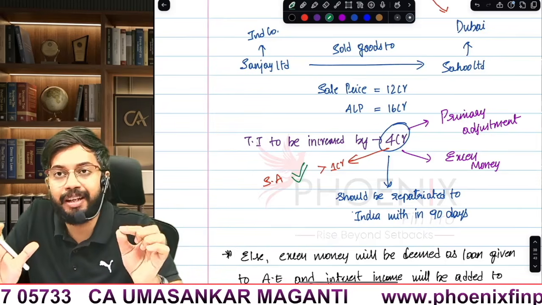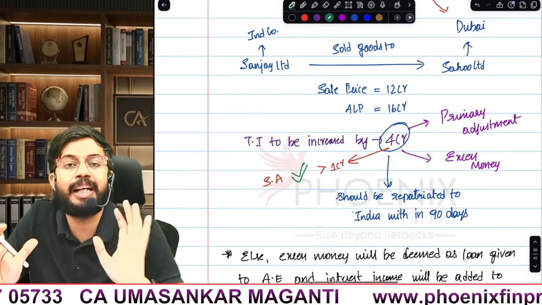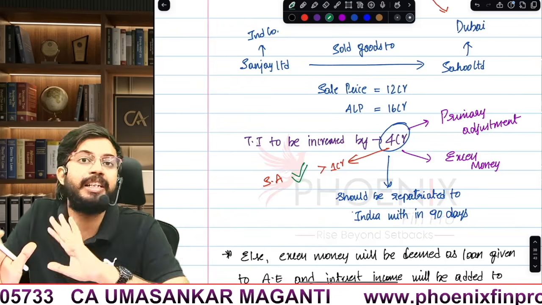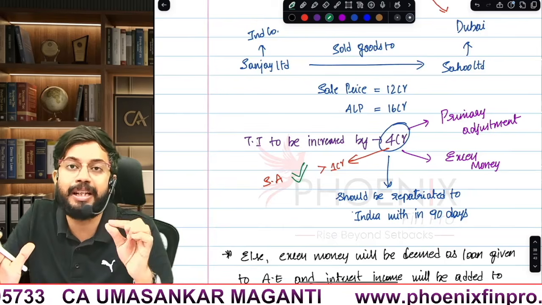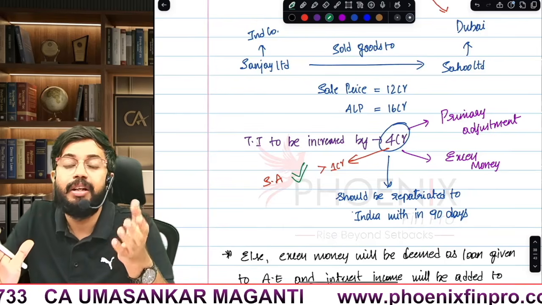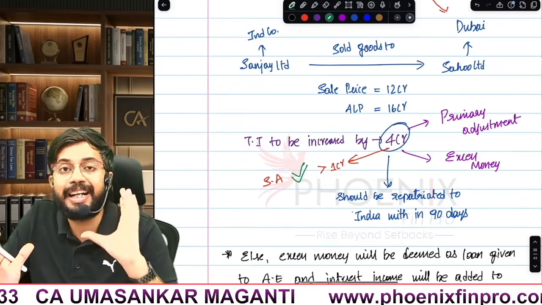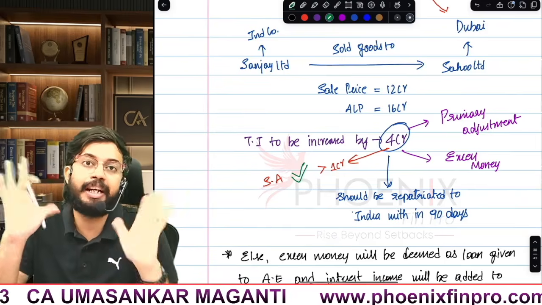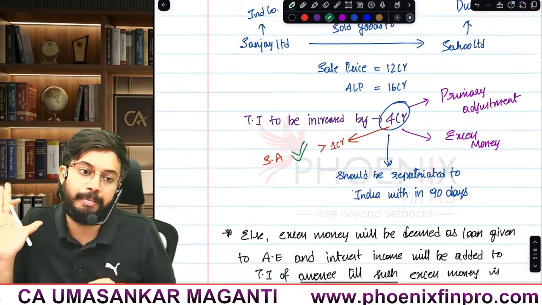So, very clear. Sir, in every transaction, are secondary adjustment provisions applicable? Answer is no. Only if primary adjustment amount, excess money, is more than 1 crore, then only secondary adjustment provisions are applicable. Otherwise, secondary adjustment provisions are not applicable. Next.